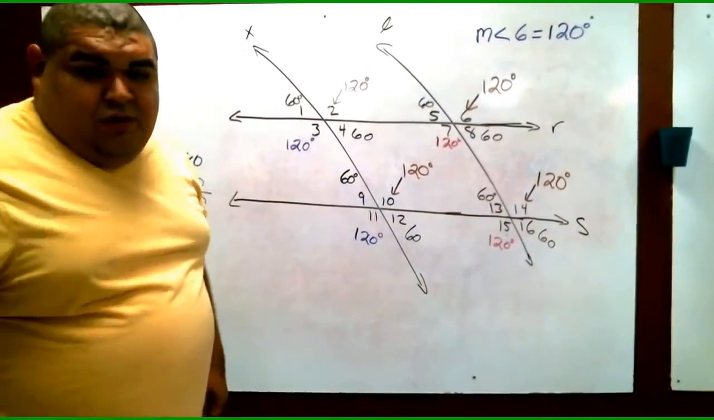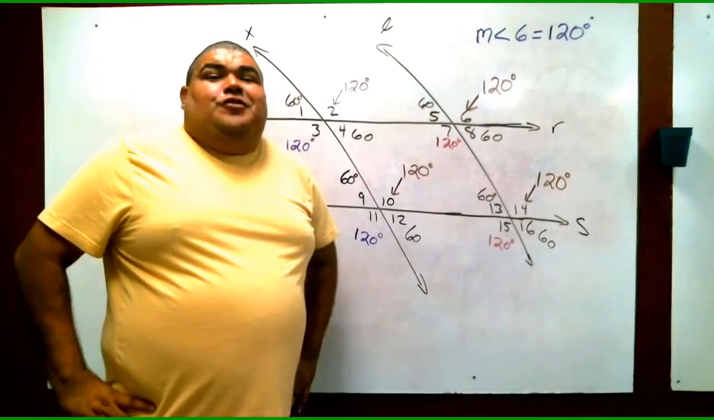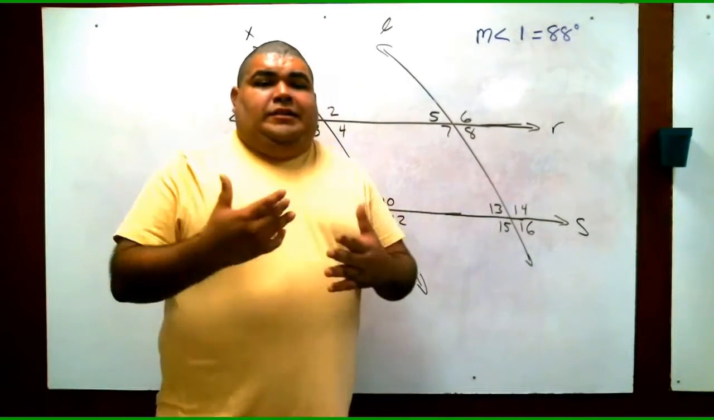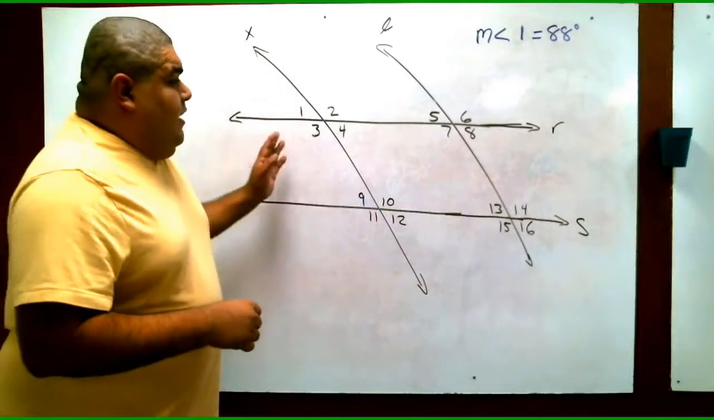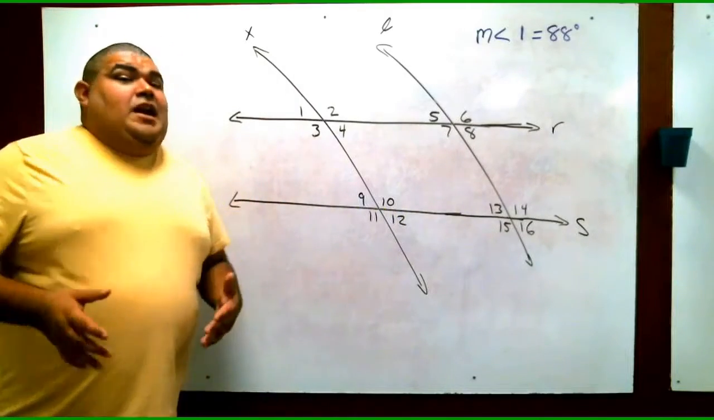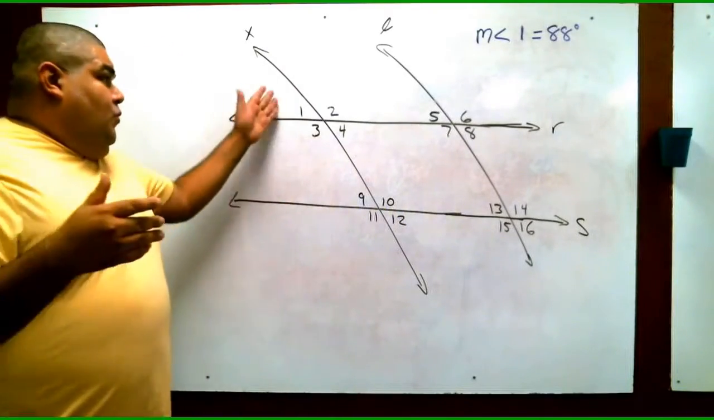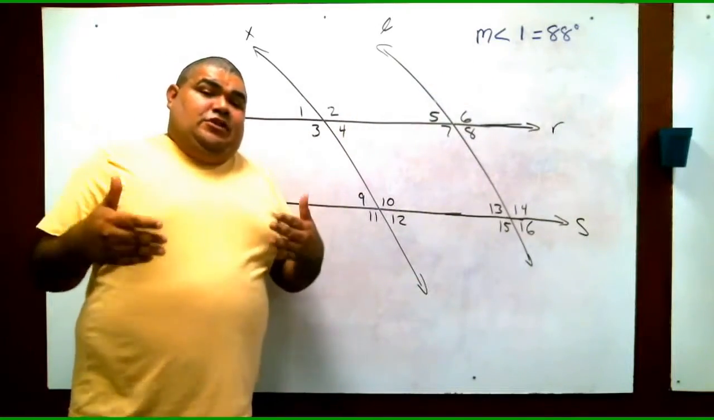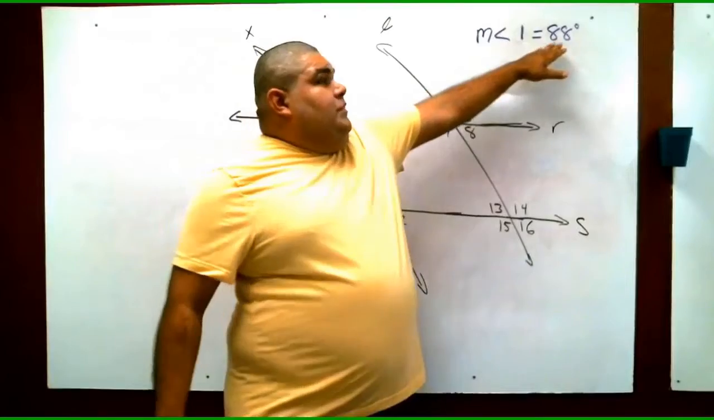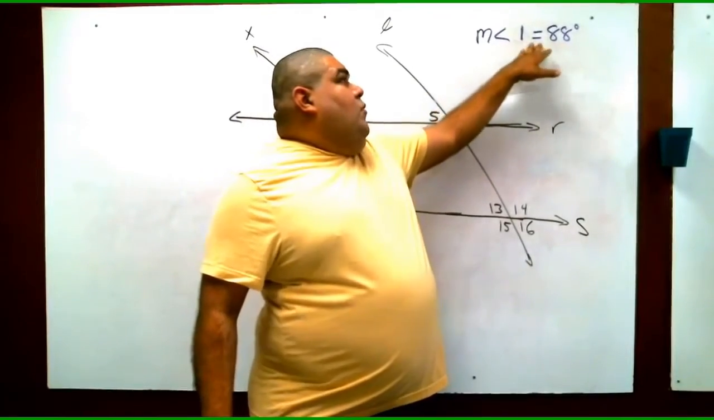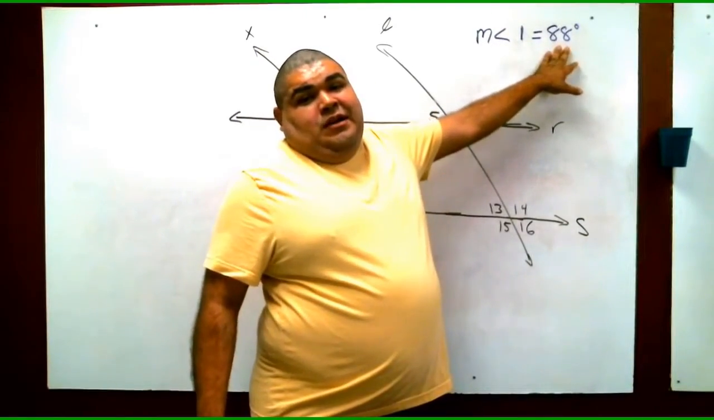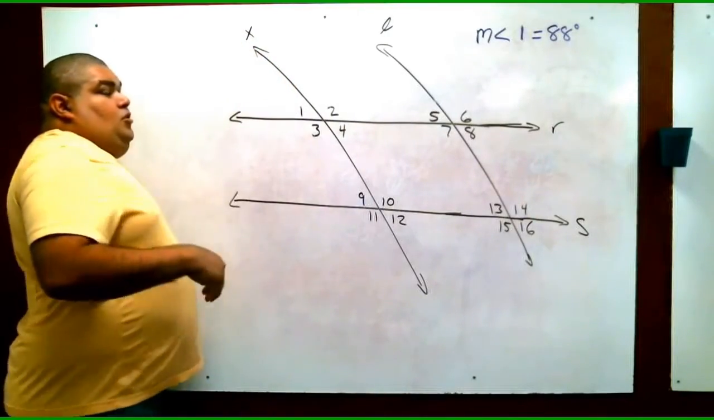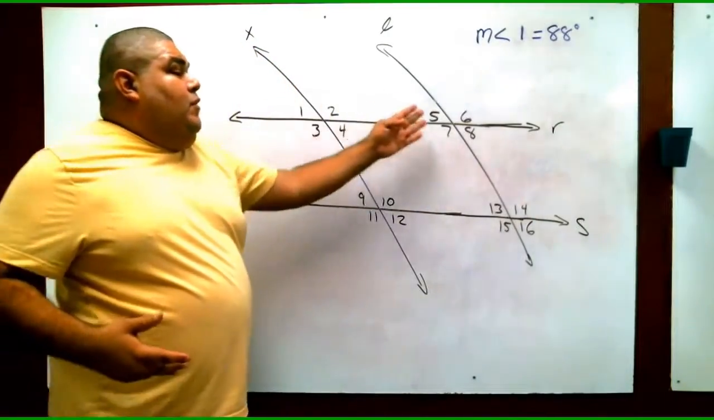So here's your assignment. I have the exact same one. I haven't changed any numbers. There's still 1, 2, 3, 4, and so on. The only thing that I changed is the measurement of angle 1 this time. Angle 1 equals 88 degrees. You have to solve for the rest of the angles.